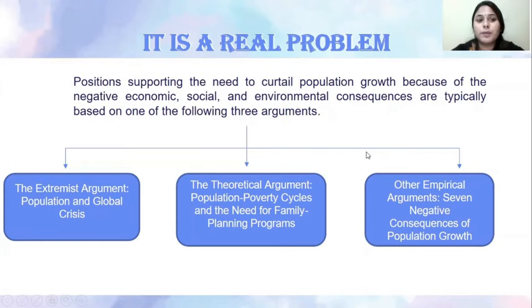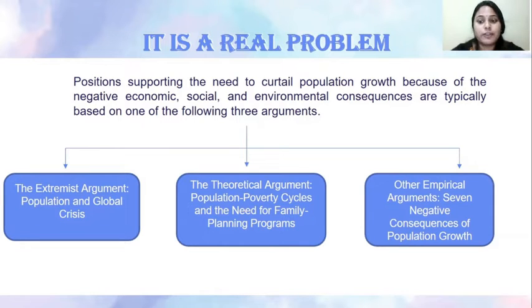For today's presentation, I would like to talk about 6.5. The real problem is a position supporting the need to curtail population growth because of the negative economic, social, and environmental consequences. It is typically based on one of the following three arguments. The first is the extremist argument, population and global crisis. The second is the theoretical argument, the population-poverty cycle and the need for family planning programs. And the last is the other empirical argument.